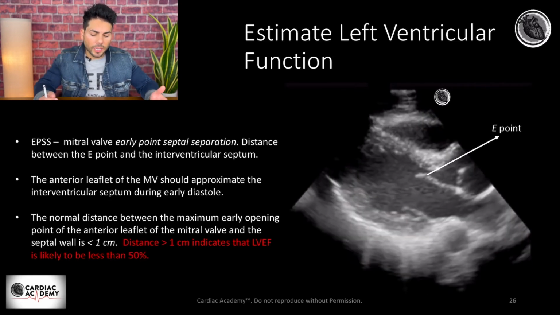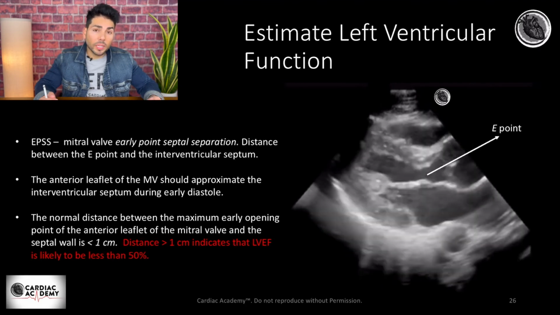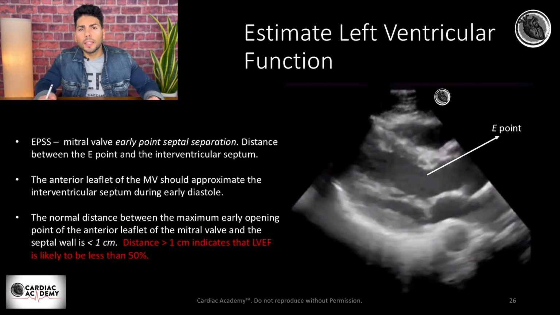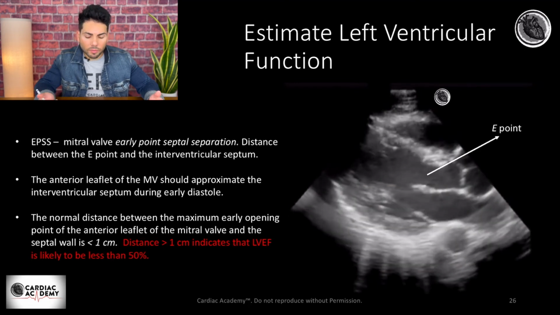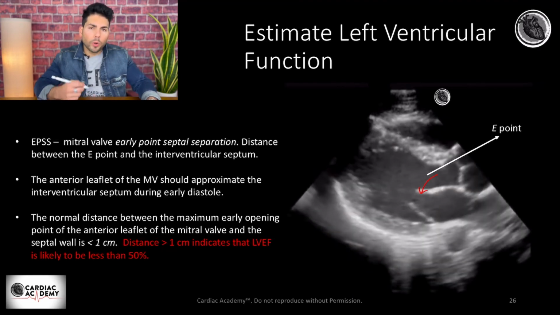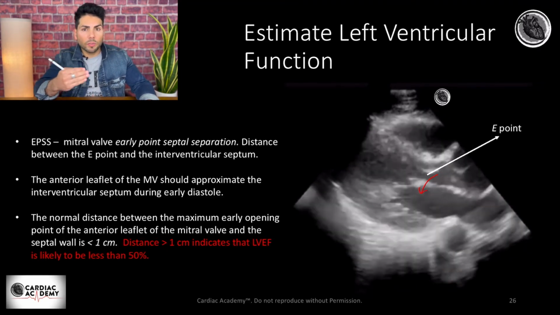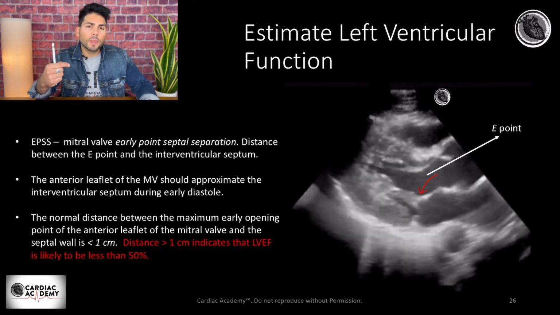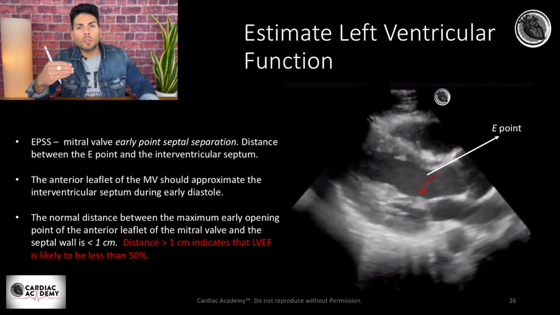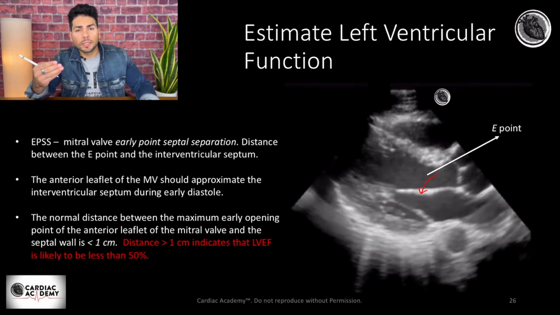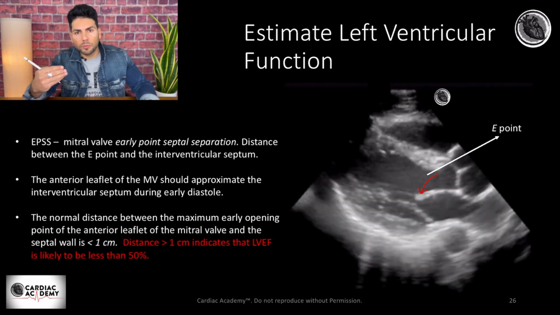EPSS stands for E point septal separation. All we're doing is looking at the anterior leaflet of the mitral valve, which is this one right here, and we're looking at how much it approaches the interventricular septum. That is called the E point. Normally, this anterior leaflet of the mitral valve should almost touch the interventricular septum. That's a sign of a good ejection fraction.